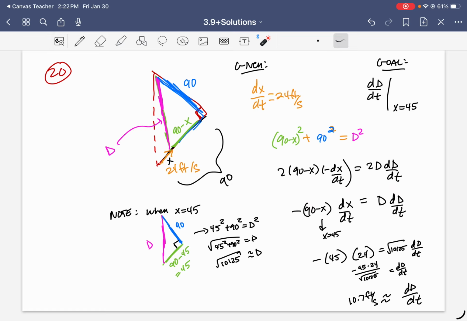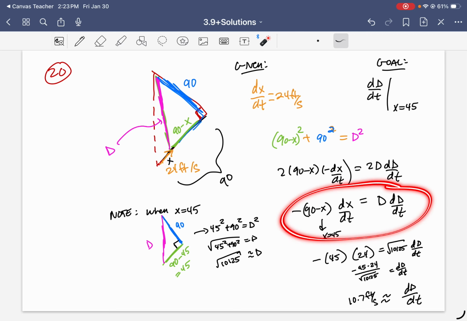But they want to know, it says, at what rate is his distance from second base decreasing when he's halfway to first? So when he's halfway to first, x is equal to 45. Right? So I'm just going to do part A. I'm not going to do part B.